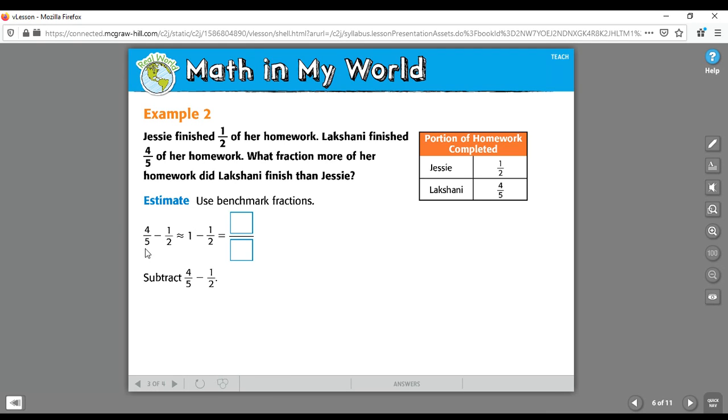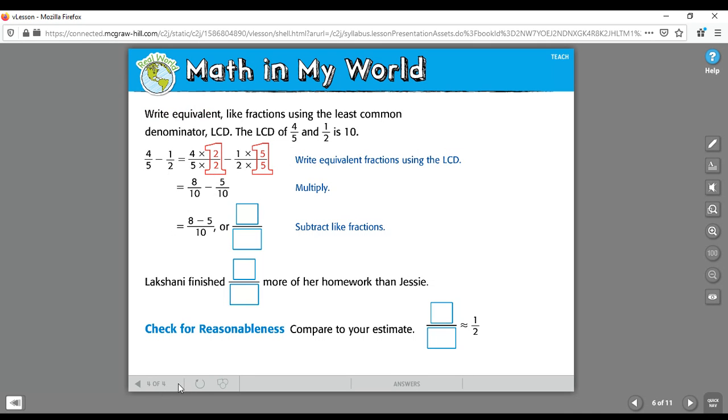We're going to have to change 5 and 2 to be like denominators. The least common denominator, the number that 2 and 5 both go into, is going to be 10. So I'm going to change 5 and 2 to be a denominator of 10. What they did here was they estimated first. They used some benchmark fractions. So they said 4/5 is close to 1. Half is obviously half. So if you take 1 whole and you take away half, you're going to get half. So our answer should be close to 1/2.